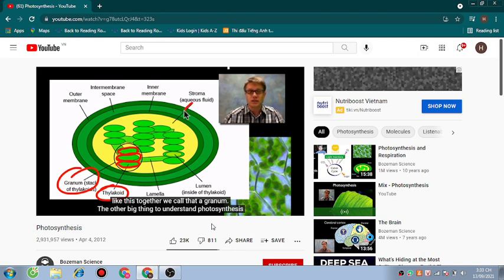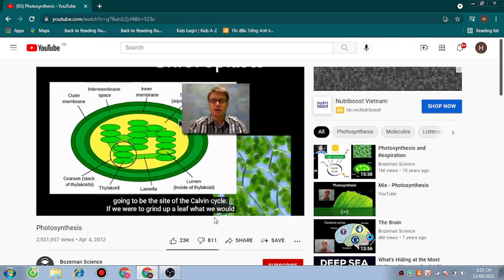The other big thing to understand is that it is filled with liquid, and that liquid is called the stroma, and that's going to be the site of the Calvin cycle.